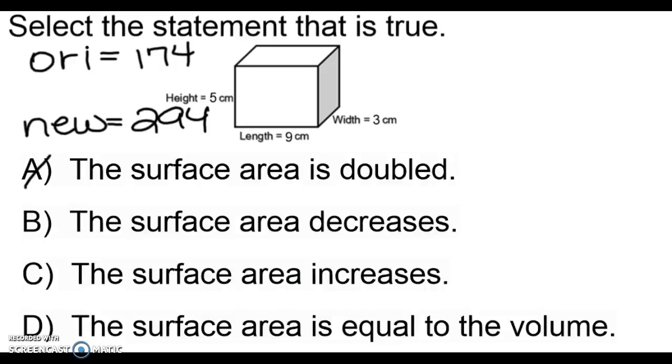We can also say that the surface area definitely increases, so it doesn't decrease. But for D, it says that the surface area is equal to the volume. Well, if you do length times width times height, okay, you are going to get nothing close to 294. So we know that the answer that you should have selected is answer choice C.